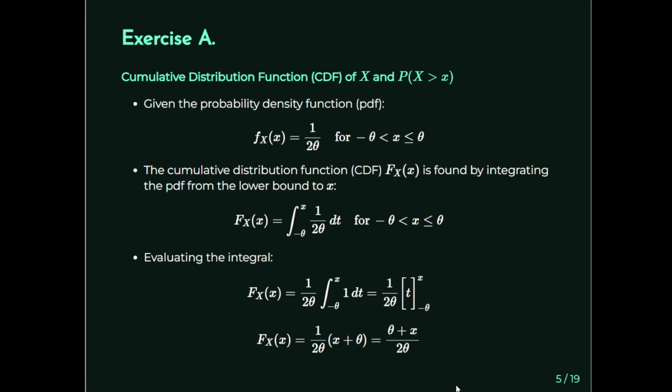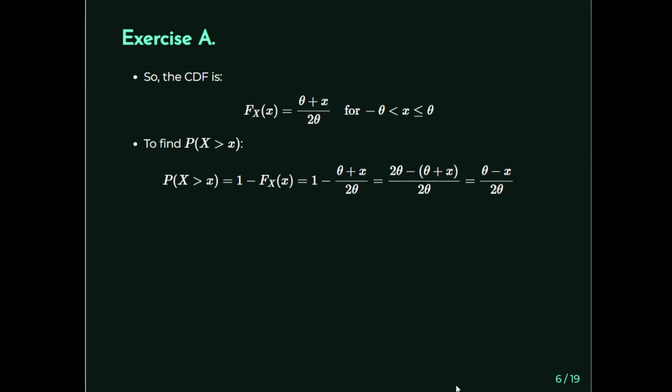Straightforward enough. That's using the definitions of the probability density function and its relationship to the cumulative distribution function. A bit long-winded, but nothing dramatic there, just a statement of what we should be familiar with. So the cumulative distribution function is (theta + x) divided by 2 theta for x between minus theta and theta.